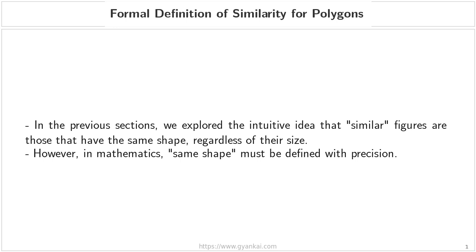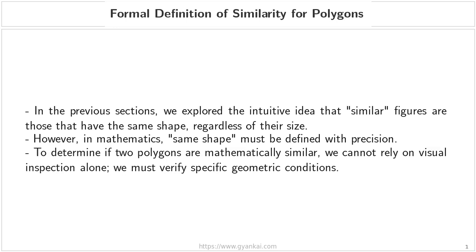However, as we move into more advanced geometry, we need to move beyond just looking at a shape. In mathematics, the phrase "same shape" is a bit too vague. We must define it with absolute precision. We cannot simply rely on a quick visual inspection and say, "Yeah, those look the same." To truly determine if two polygons are mathematically similar, we must move past our intuition and verify specific, measurable geometric conditions. In the next few slides, I will show you exactly what those two essential conditions are.